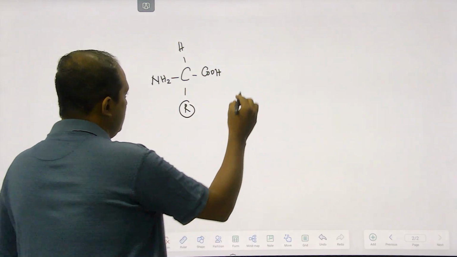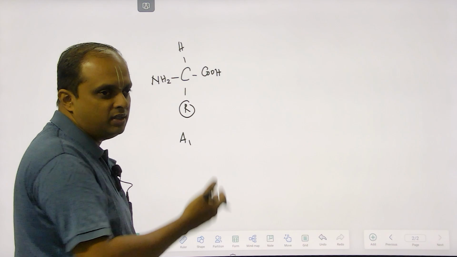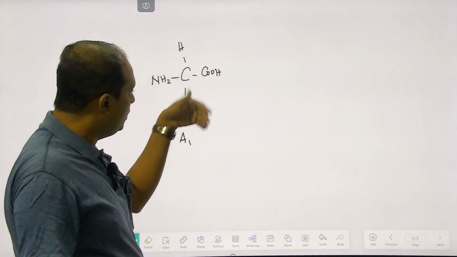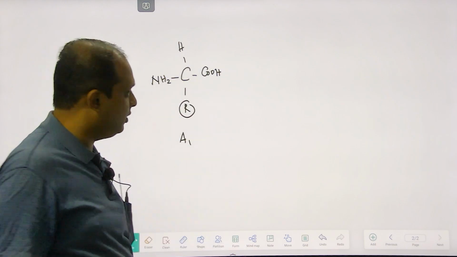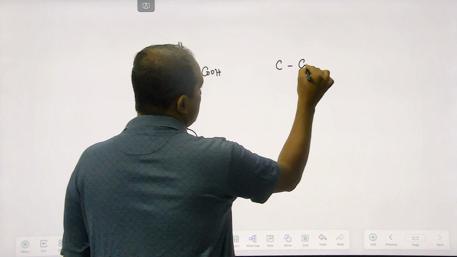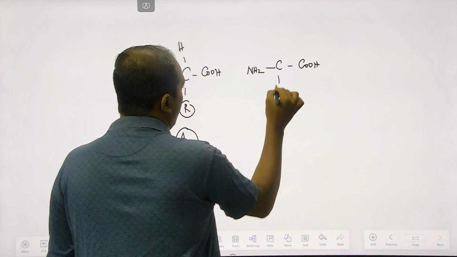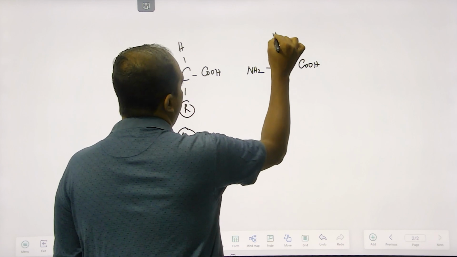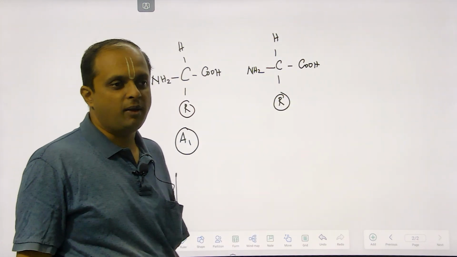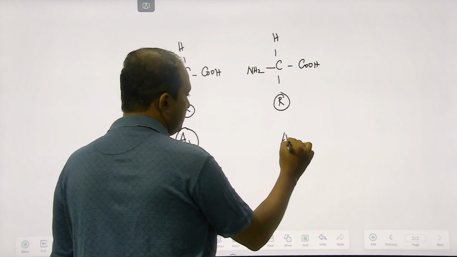Let's take this to be A1. This R group could be H, and this amino acid will turn out to be glycine. Depending upon the R group, the identity of the amino acid is decided. So this is A1. You have one more amino acid, say COOH, NH2, R and H. Again, based on the nature of this R, the identity of the amino acid is decided. Let's take this as A2.